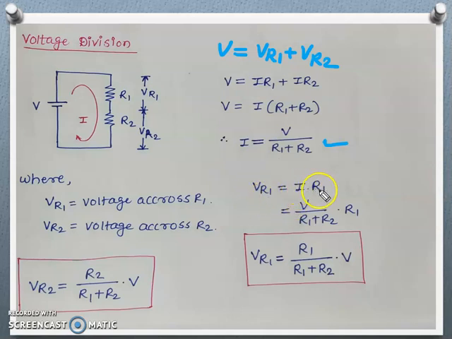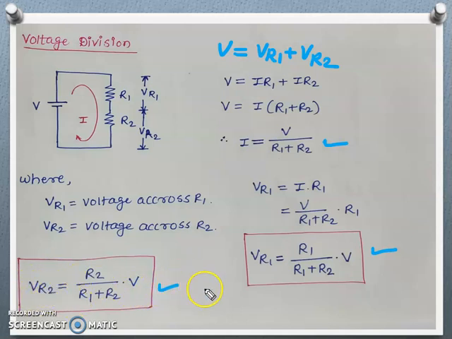VR1 is equal to I into R1. So I we have calculated here, V divided by R1 plus R2, into R1. Okay, we can write it as VR1 equals R1 divided by R1 plus R2 into total voltage V. This is the voltage across R1. Using this expression we can find the voltage across R1. Then similarly VR2 is equal to R2 divided by R1 plus R2 into total voltage V. This is the expression for voltage across R2.